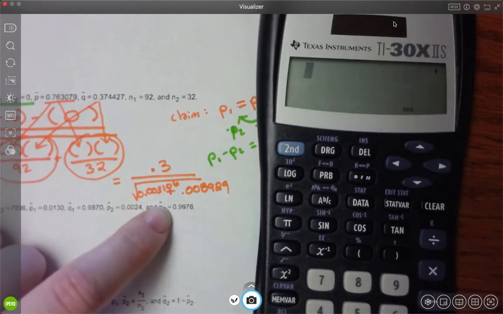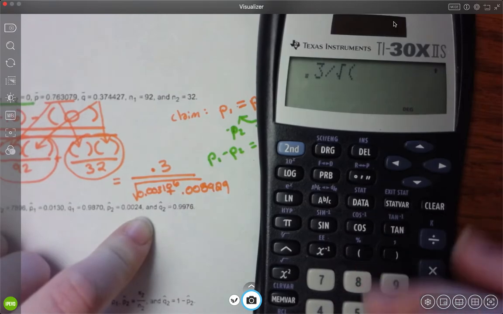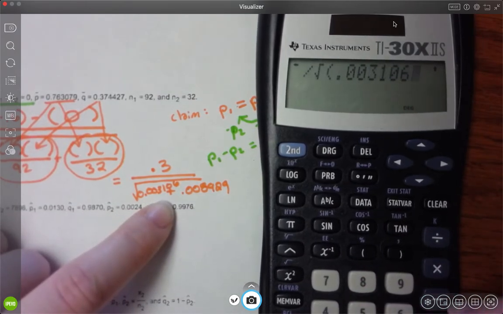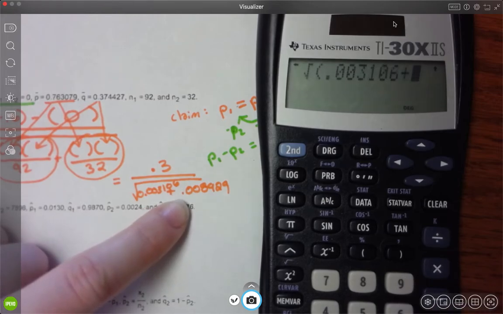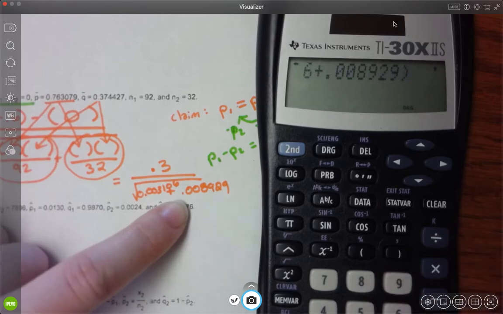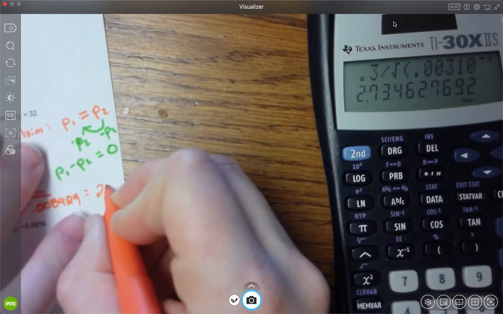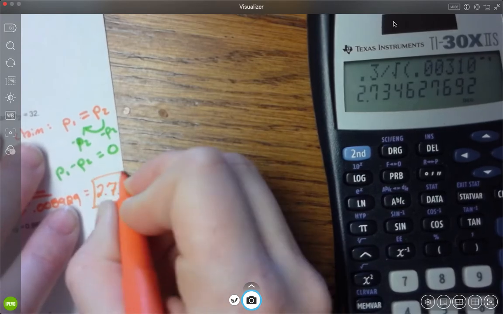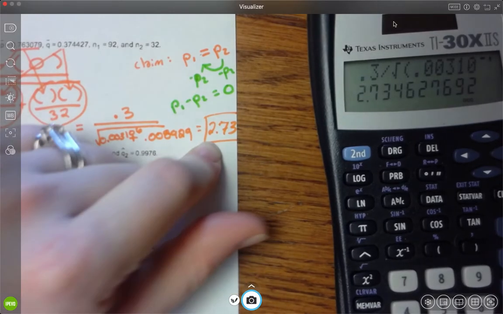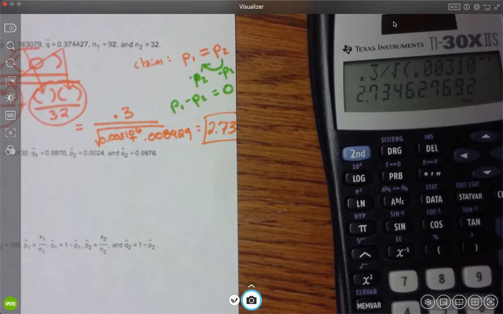So I have 0.3 divided by the square root of 0.003106 plus 0.008929. That's what it will look like. Okay, so that z will be 2.73 as my final answer. That's what z will be, okay? Which seems like an appropriate value for z. Usually we get numbers between like -3 and +3. Every once in a while we'll get like a 5 or something that's kind of weird.